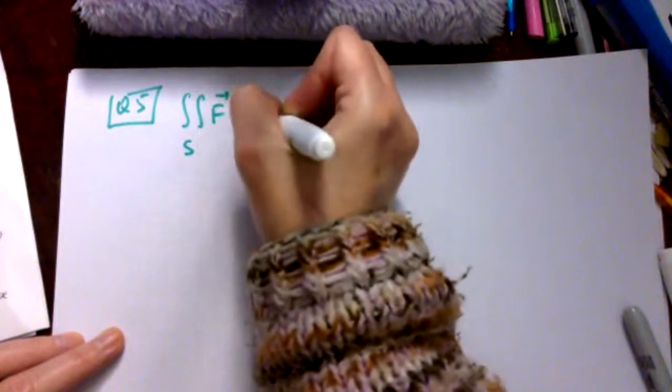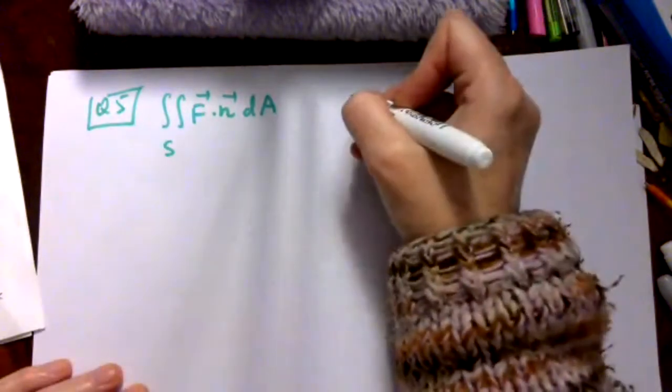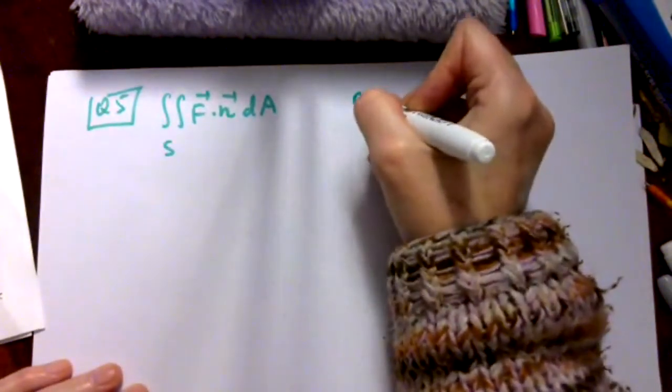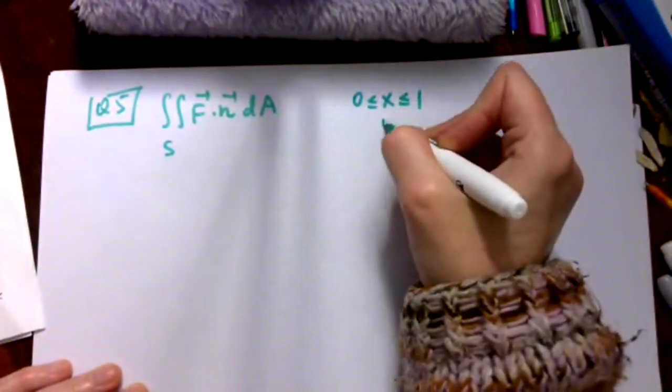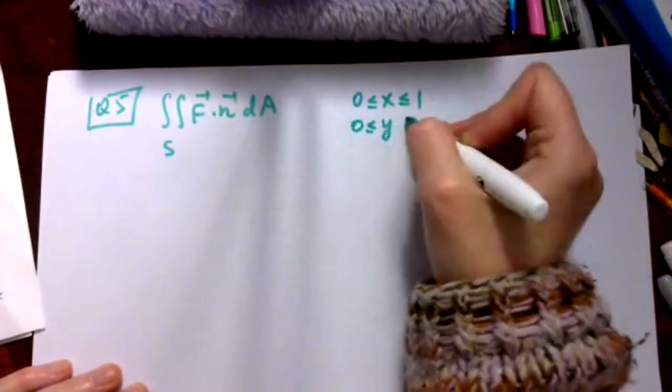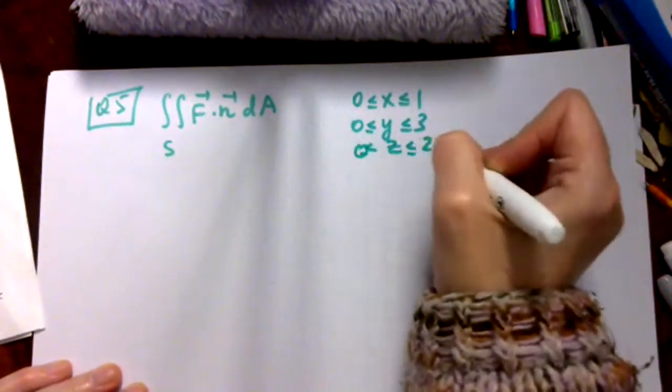They give you a surface integral, and the assignment is to calculate it. They don't use the word flux. You are supposed to recognize that this is the flux of this vector field. And the surface is determined by the following inequalities: x is between 0 and 1, y is between 0 and 3, and z is between 0 and 2.